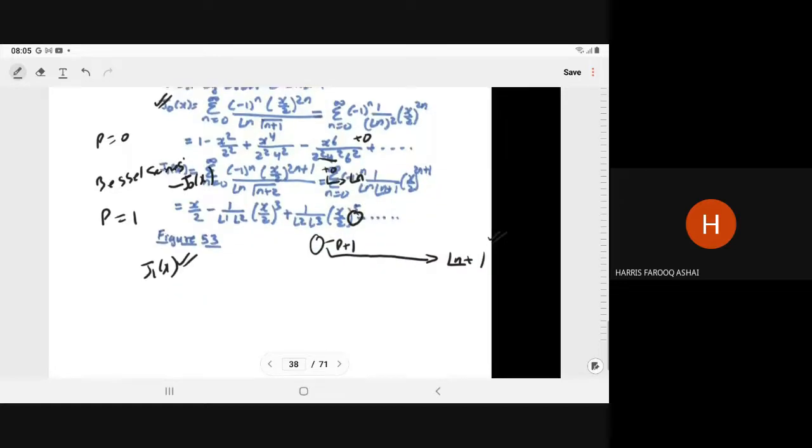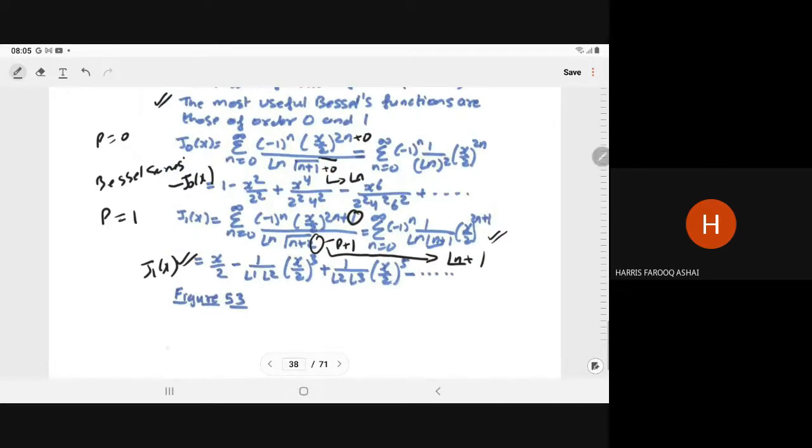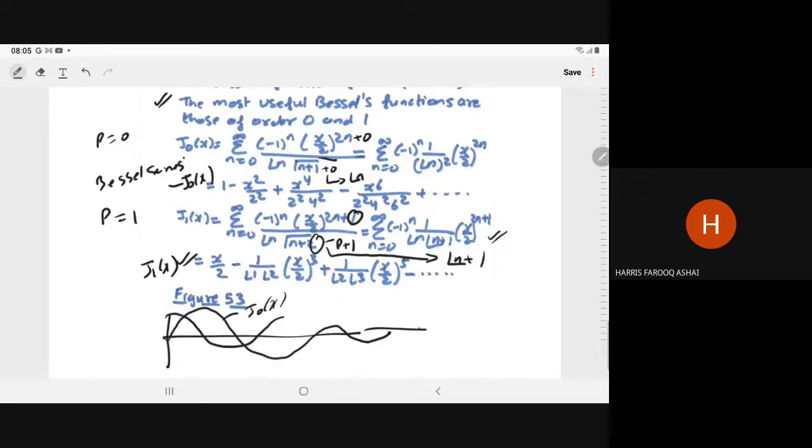In the figure, you can see from figure 5.3. If you draw J0, the J0 shape is like this. This is the graph of J0(x), and the graph of J1(x) is like this.